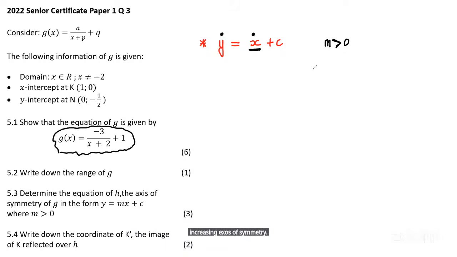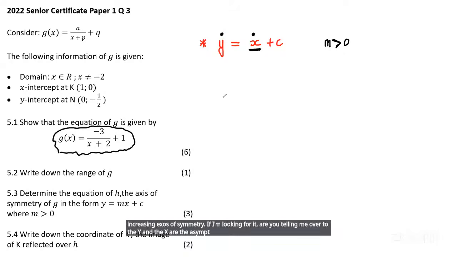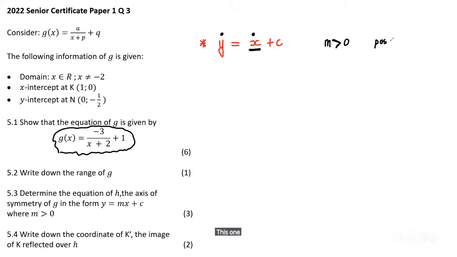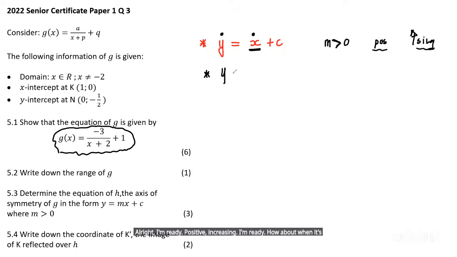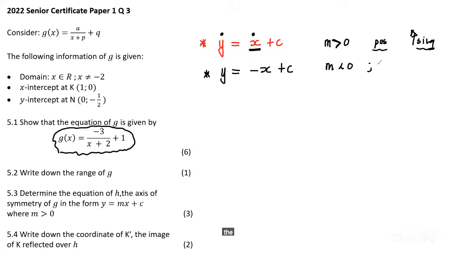If I'm looking for it, are you telling me the y and the x are the asymptotes? Yeah. This one is a positive axis of symmetry, or you can say increasing axis of symmetry. All right, I'm ready. How about when it's negative? How is it written? Negative x plus c, the gradient is less than 0. It's a negative axis of symmetry, a decreasing function.